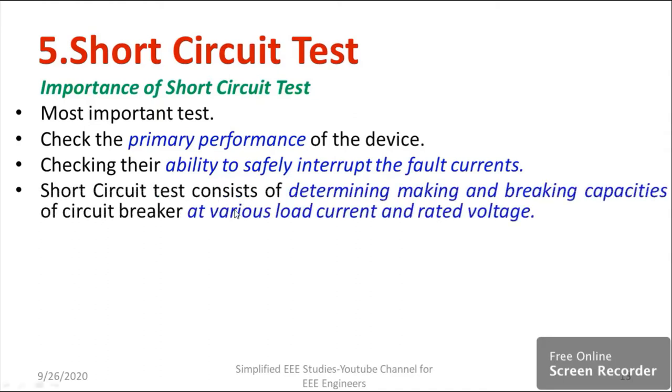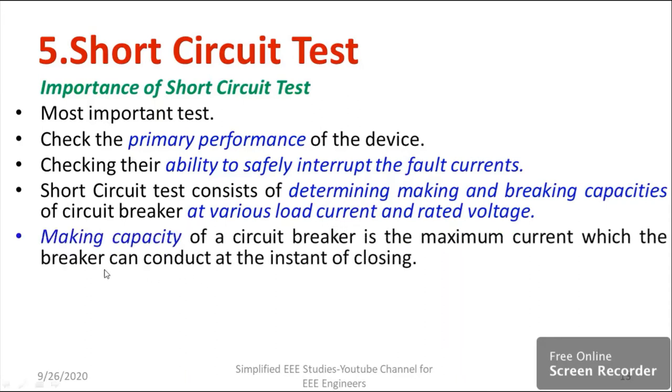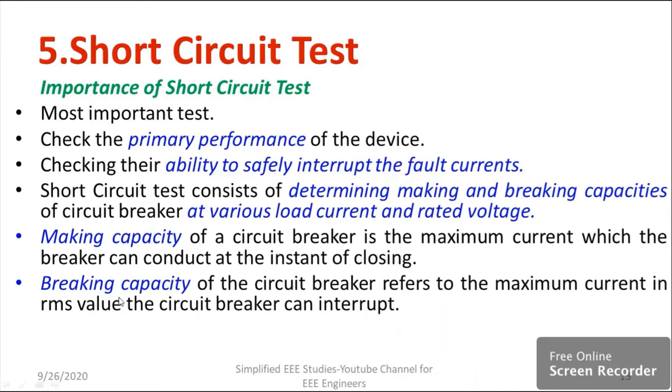The short circuit test comprises determining the making and breaking capacities of the circuit breaker at various load currents and rated voltage. Mainly, it is going to decide the breaking and making capacities. I will let you know what we mean by making and breaking capacity thereafter. However, we can define making capacity. The making capacity of a circuit breaker is the maximum current which the breaker can conduct at the instant of closing. That is known as making capacity. The breaking capacity of a circuit breaker refers to the maximum current, in RMS value, that the circuit breaker can interrupt.